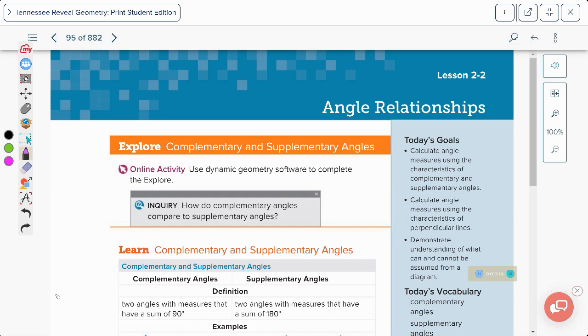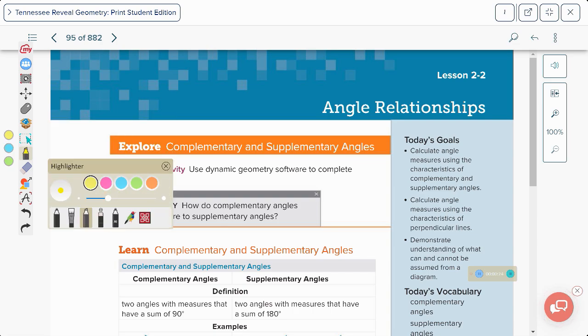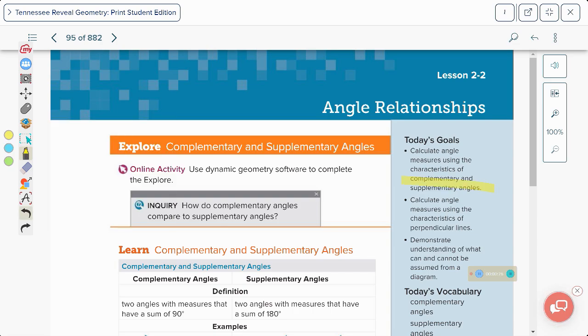Let's look at today's goals. Today we need to, one, calculate angle measures using the characteristics of complementary and supplementary angles. Those are two terms that we are going to look at today, and they are very, very important to us, okay? Next, we're going to calculate angle measures using the characteristics of perpendicular lines. That is another term that's going to be very useful. And we also need to demonstrate understanding of what can and cannot be assumed from a diagram. All right.